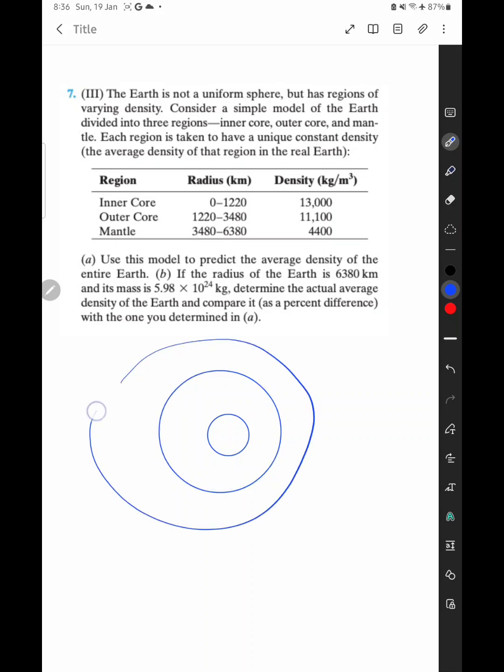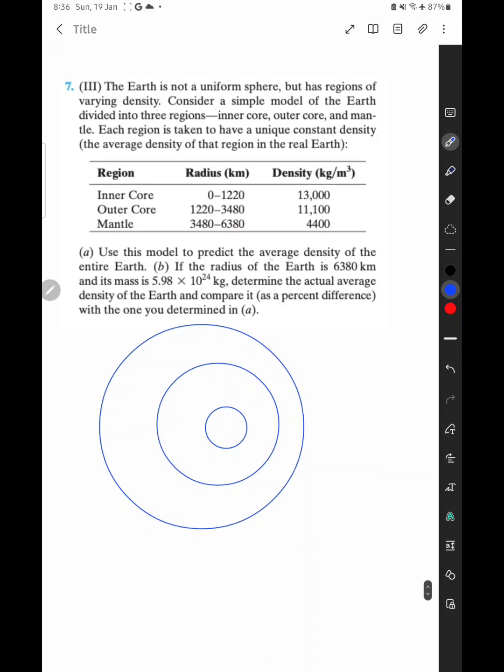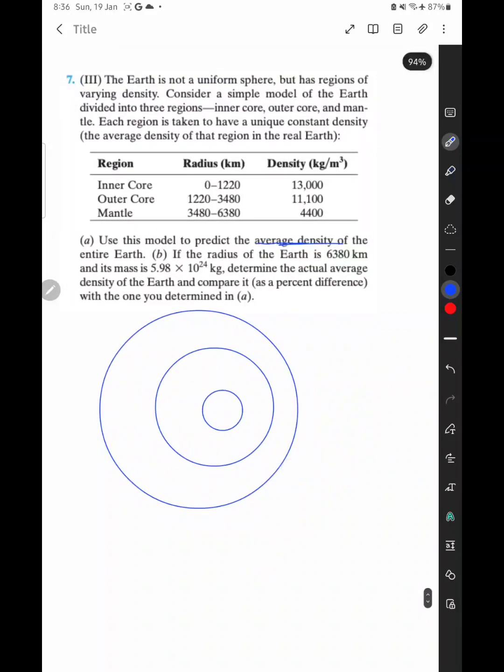It's a bit asymmetrical, but it'll suffice. Looks a bit like an eyeball, but that's okay. So it says use the model given above to predict the average density of the entire Earth. And average density is given by mass over volume.